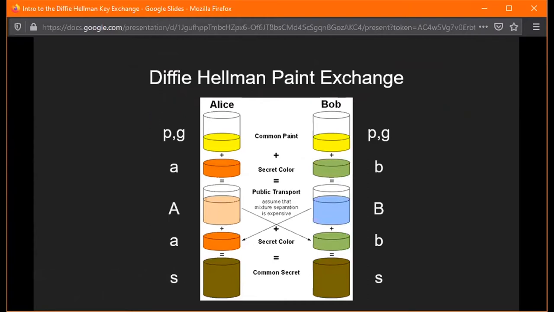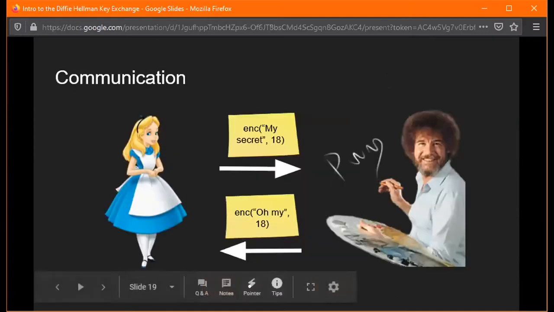And then they'll combine those, come up with their own mixed colors, which can be public. So you could see that Alice will have big A being this peachish color. Given the peach color and yellow, it's still really hard. You can't extract orange out from this combined paint. So that's the big idea of Diffie-Hellman key exchange. You're combining things which can't be extracted from each other again. So now they have a secret key.